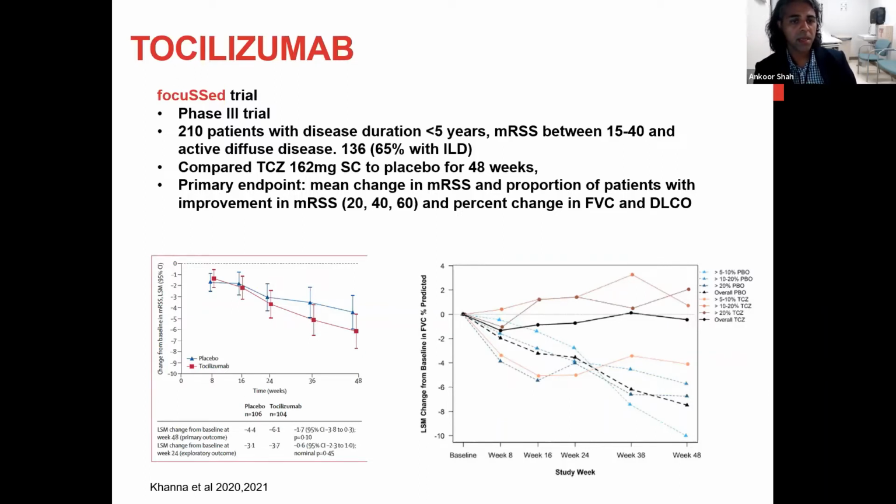What you can see here is that patients in the tocilizumab group had an improvement in their baseline FVC compared to those with placebo, and that's seen on the right. What we didn't see was a significant improvement in skin disease. However, there was a trend towards improvement in the tocilizumab group. On the basis of this, the drug has now been approved for the treatment of patients with scleroderma lung disease.